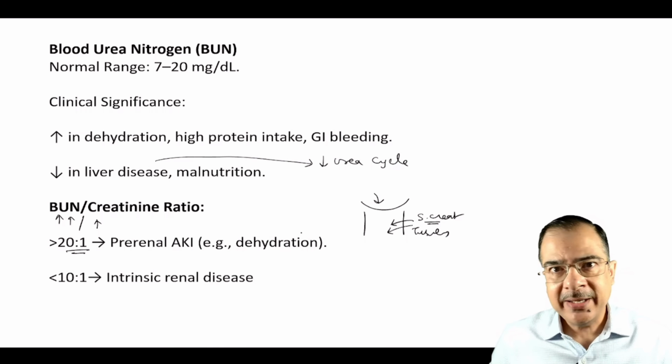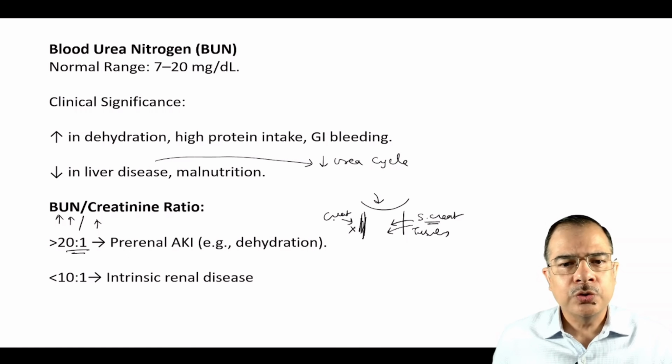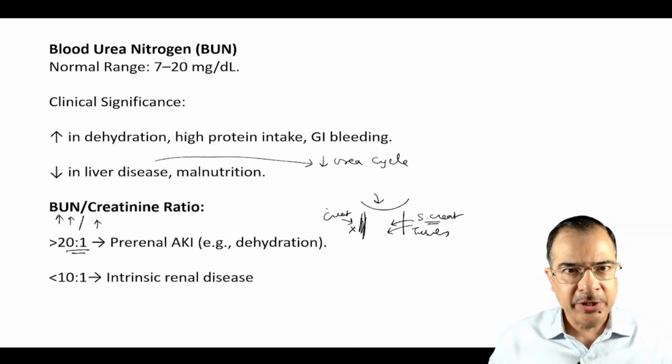While it will be less than 10:1 in intrinsic renal disease, where the tubule dysfunction is there. In any intrinsic disease where tubule dysfunction is there, creatinine is not excreted out. So the level of creatinine will also increase severely in conditions which lead to tubular dysfunction, that is, intrinsic renal disease.